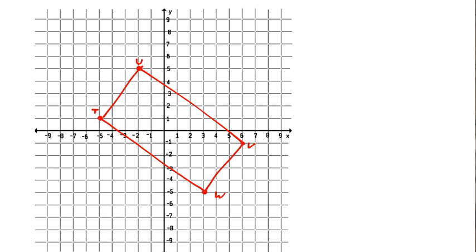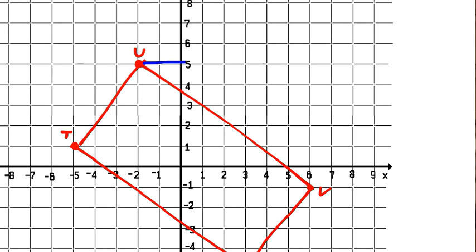First thing I want to check is, is it even a parallelogram? Because remember, we can't even talk about it being a rectangle or a rhombus or a square if we don't know that it's a parallelogram. So let's first check that it's a parallelogram.